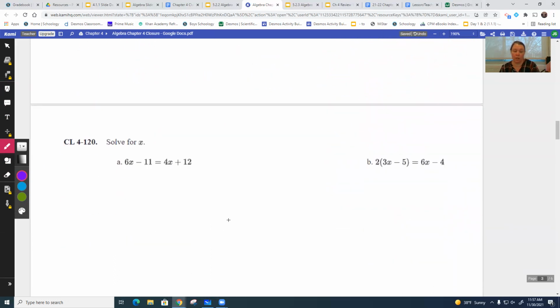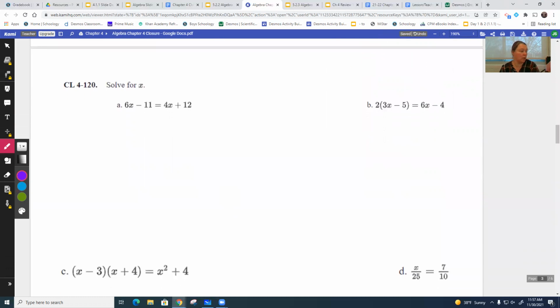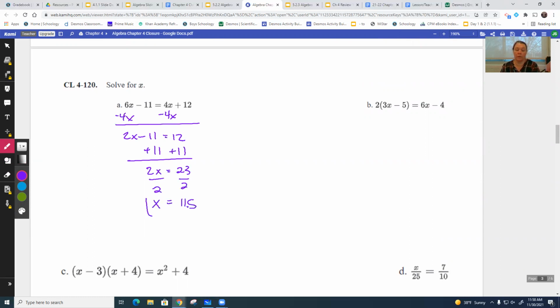All right, so now in 1.2.0, we are solving equations. Just solving good old-fashioned equations here. All right, so this one, variables on the same side, I'm going to subtract 4x. So I have 2x minus 11 equals 12. I'm going to add 11, so I have 2x equals 23. And then I'm going to divide by 2, so x is 11.5. Again, you can plug those x's in, it should make the left side equal the right side.